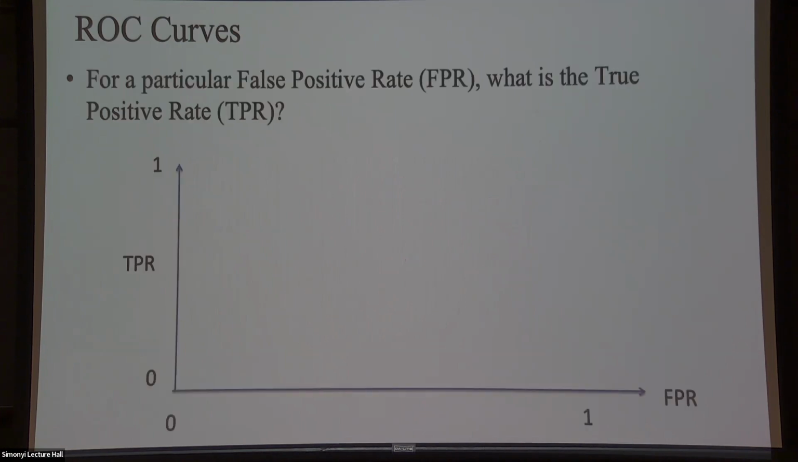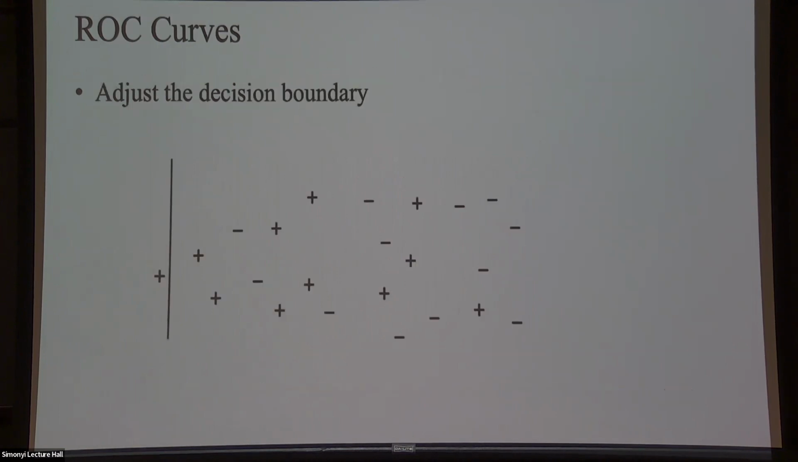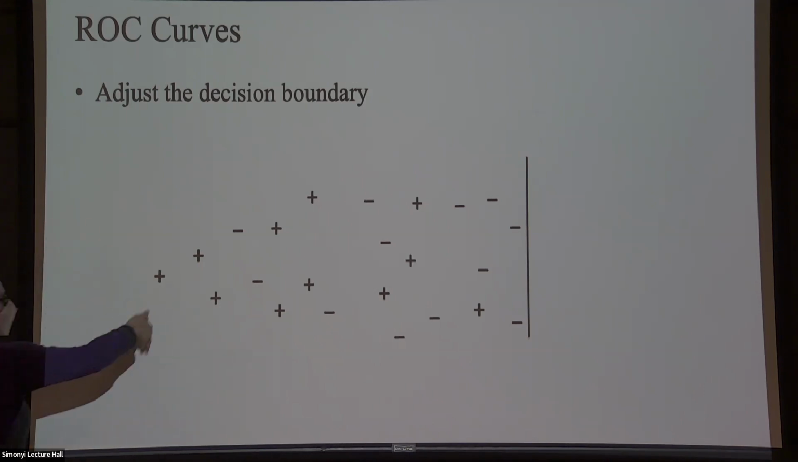So then what I can do is, for every possible value of that decision boundary, plot the true positive rate and the false positive rate and get a curve out of it. As I change this, as I move this thing down, every possible spot that I can move it to, right here, here, here, here, here, I'm going to write down the true positive rate and the false positive rate and plot it on the curve.